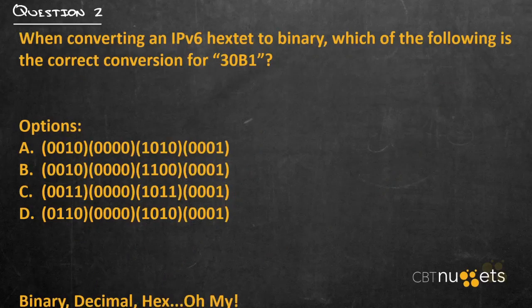Question number 2. When converting an IPv6 hextet to binary, which of the following is the correct conversion for 30B1? Well, first off, my approach, if you're looking for testing strategy, is to go with the easiest one first. Remember, each one of these represents 4 individual bits. That's where we get the 16 bits that are contained in each one of those hextets we just discussed. So I would look at the 3 because I look at these answers and I'm like, okay, I know that is 2, 2, this one will be 4 plus 2, which will be 6. So immediately it eliminates all the other answers, which leads me to C being the correct answer.